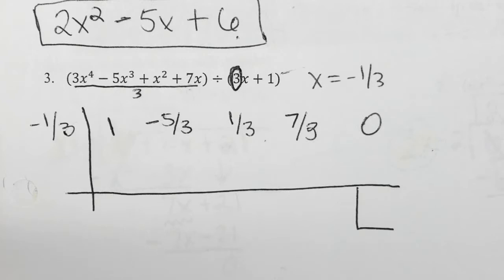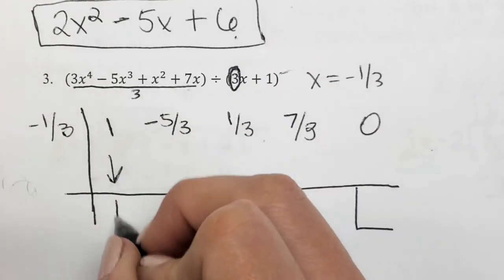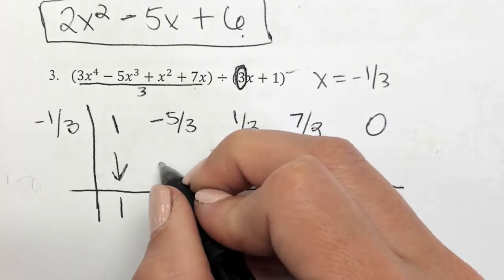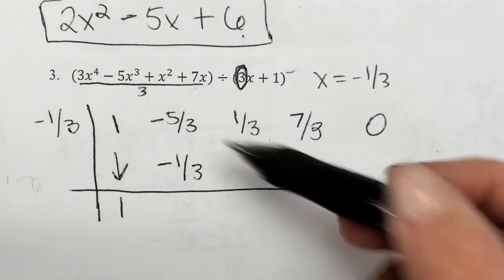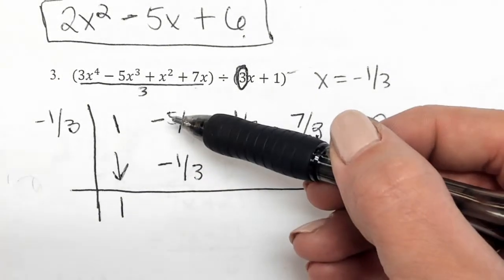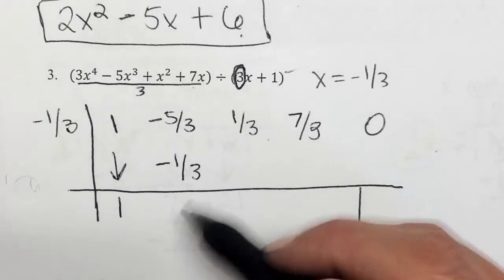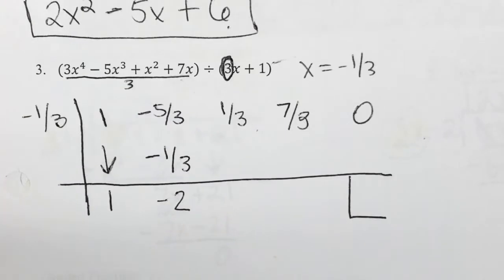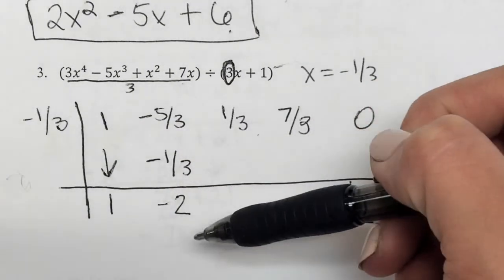Alright, Colby, tell me what to do first. You're going to bring down the 1. Good. So what's negative 1/3 times 1? Yep. Alright, Kelsey, on this one we're going to add these, right? Well, what's negative 5 plus negative 1? What's negative 6 divided by 3? Yes. I'll go over that one more time. So we're adding the tops. That makes negative 6, divided by 3 would be negative 2.